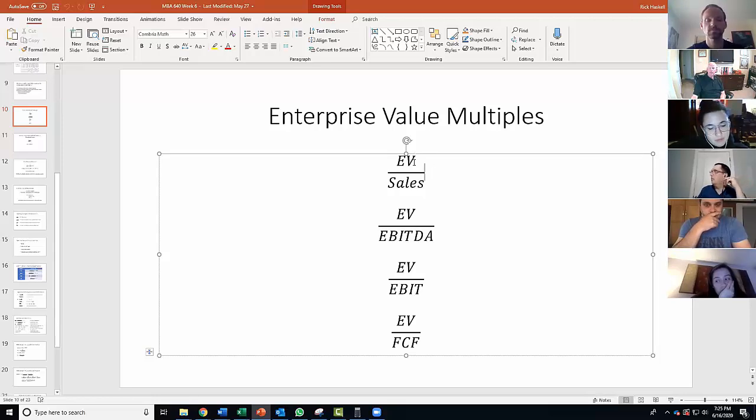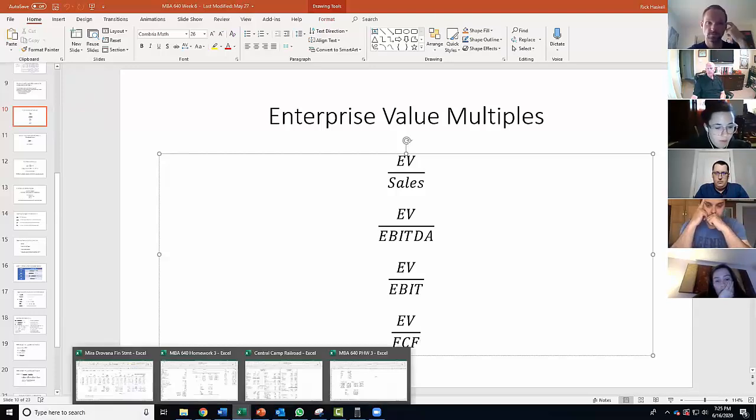But it's still EV divided by sales gives us a number. EV divided by EBITDA gives us another number if it's for the same firm. Could give us the same number if it's for a different firm, right? These are simply numbers. And if I want to think about what these numbers should look like, I can look at different places. I might look at my income statement and balance sheet.